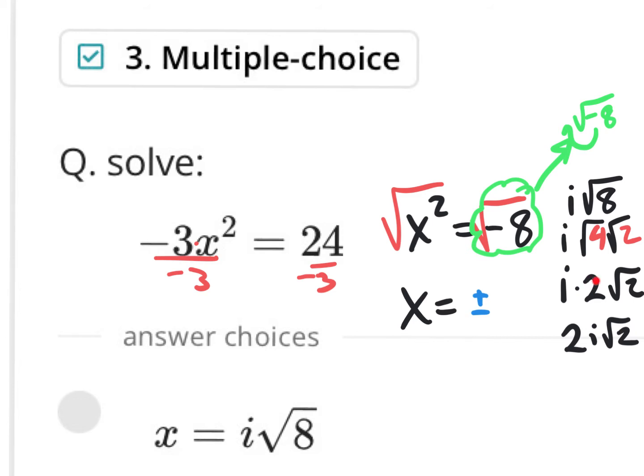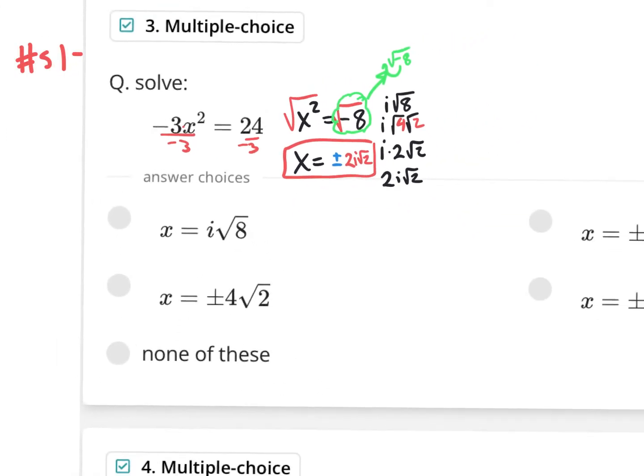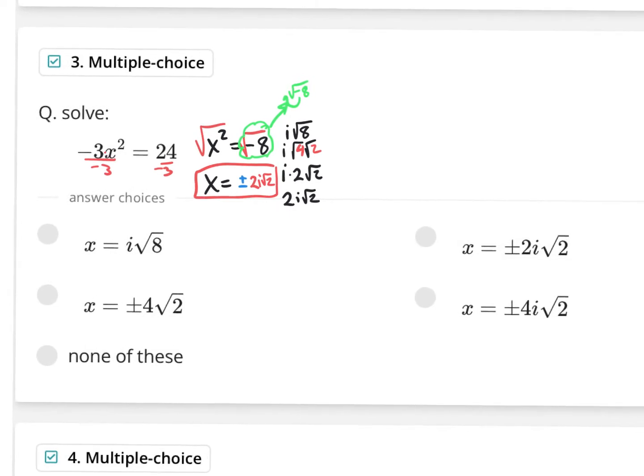You always want to put the number first, then your variables, and then your radical at the very end. So 2i square root of 2, it is a plus or minus. So that would be a plus or minus 2i square root of 2. This is your answer. x equals plus or minus 2i square root of 2. And if we look for that answer, that would be right here. x equals plus or minus 2i square root of 2.